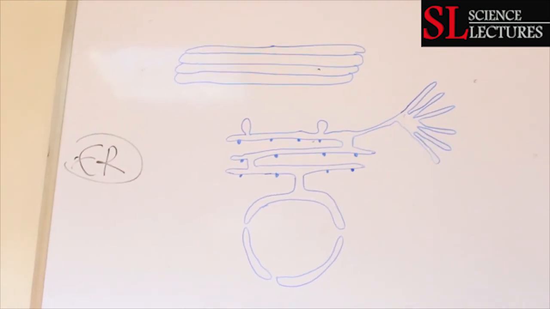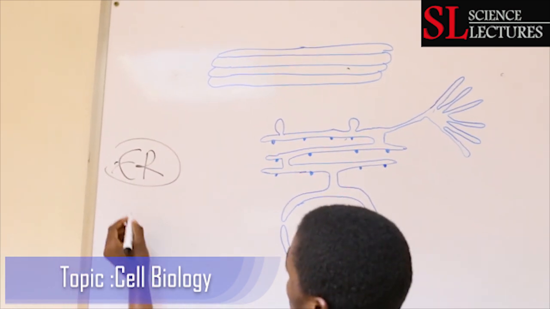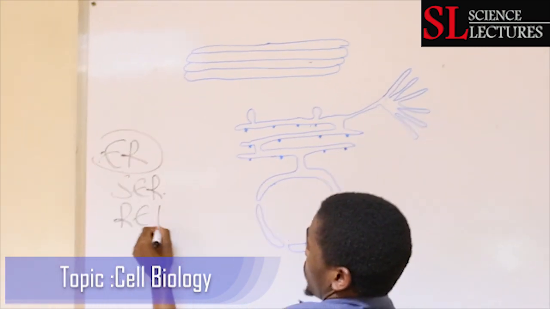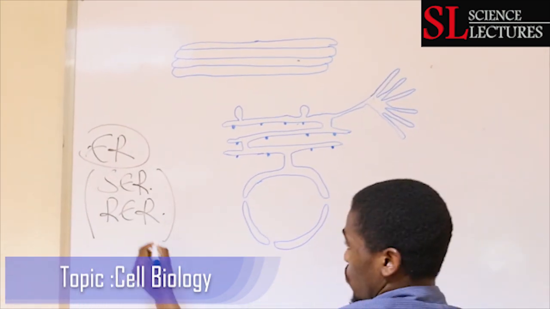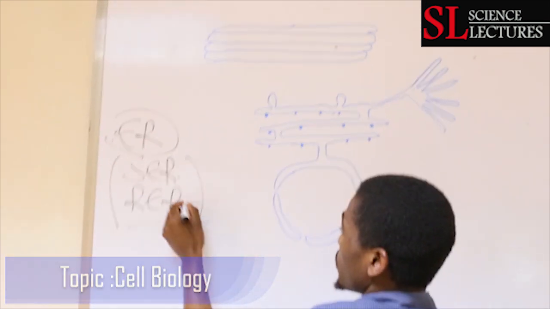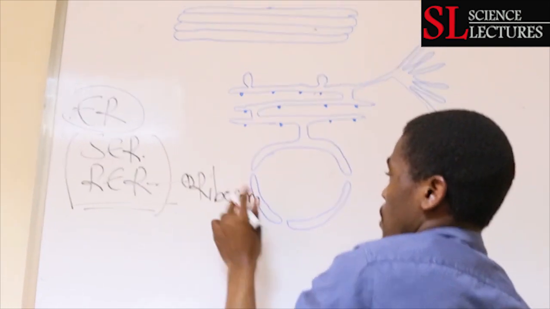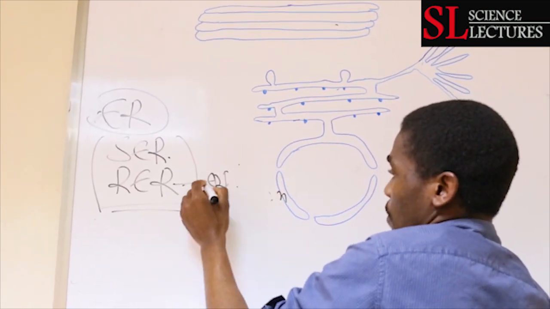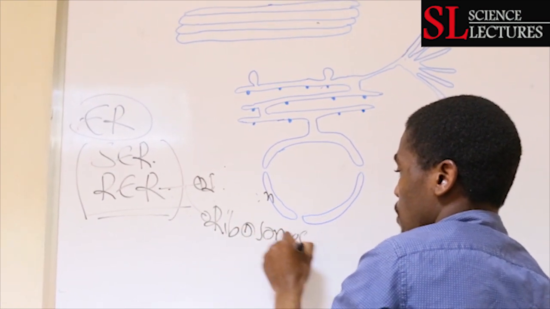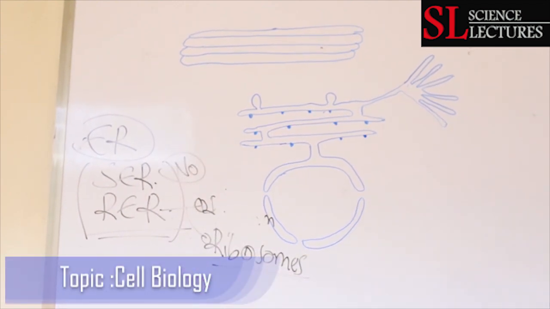Like we introduced in our earlier video, the endoplasmic reticulum is divided into two: the smooth endoplasmic reticulum and the rough endoplasmic reticulum. There is a difference between them. We know that the rough endoplasmic reticulum has ribosomes attached to it, while the smooth endoplasmic reticulum has no ribosomes attached.